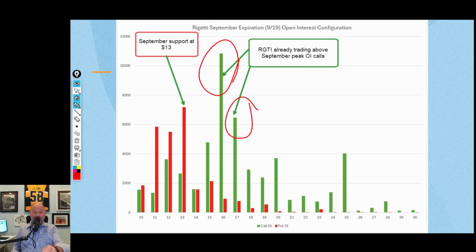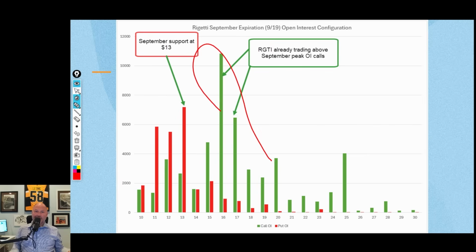This is significant because these options, being September expiration, are likely already hedged. That's why open interest acts as support and resistance, because the people that sold those options have to go and start hedging themselves when you see a break above. Guess what?